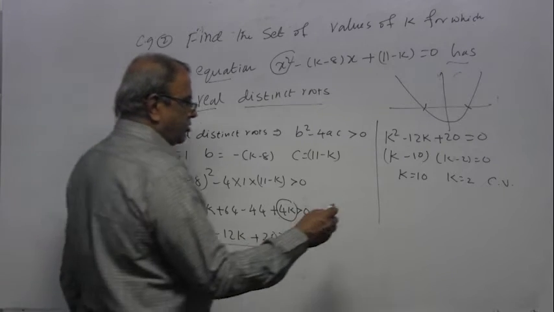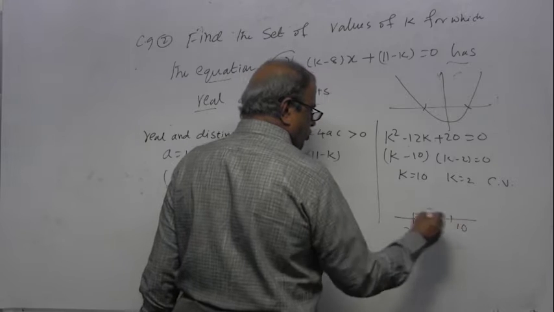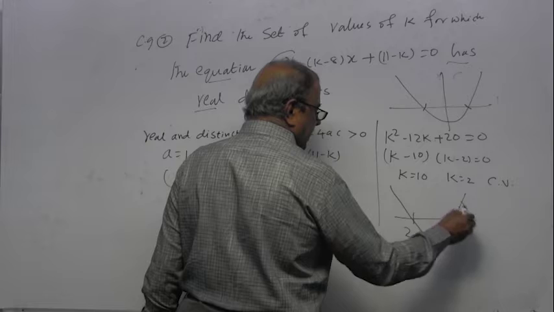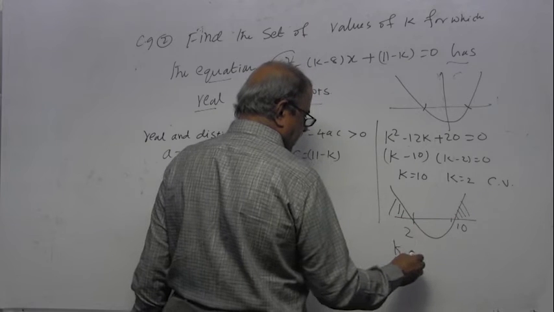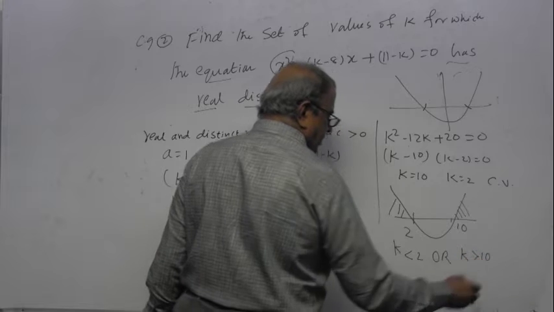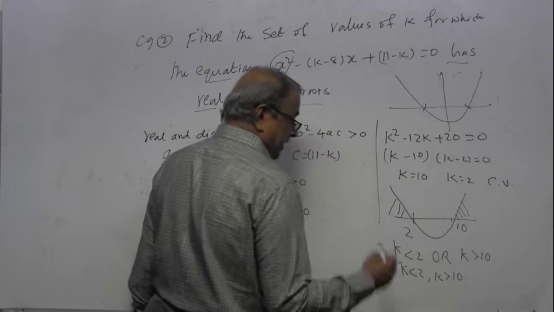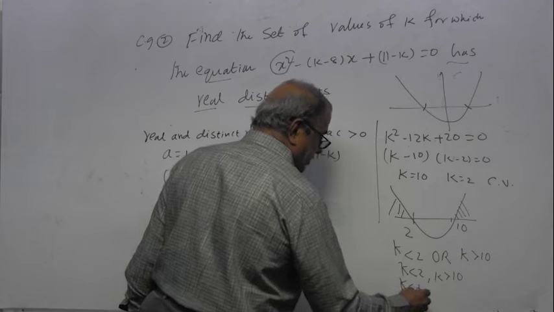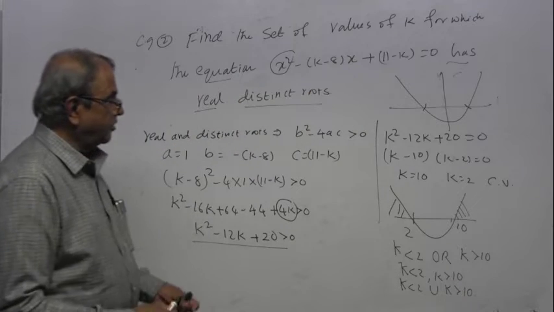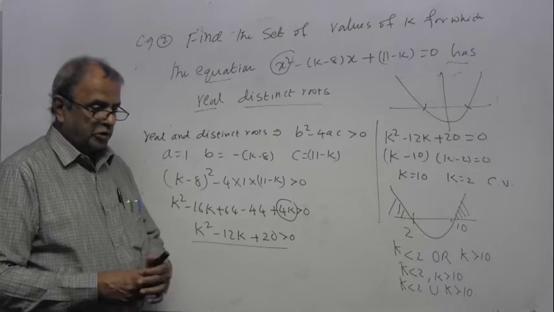And then draw a number line, mark the critical values. It's a U-shaped graph, and I want it to be positive. It is positive there, it is positive there. So k less than 2 or k greater than 10. Or you can say k less than 2, comma, k greater than 10. But the exact answer would be k less than 2 union k greater than 10. So that is the second application of the discriminant, how you use it.